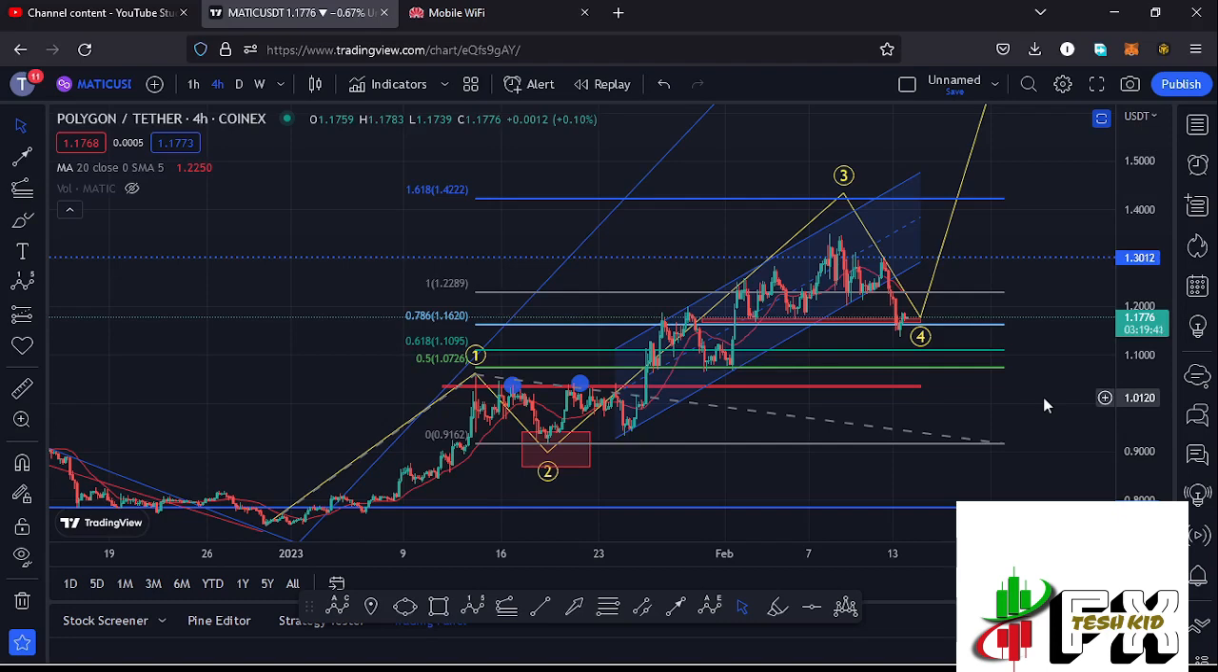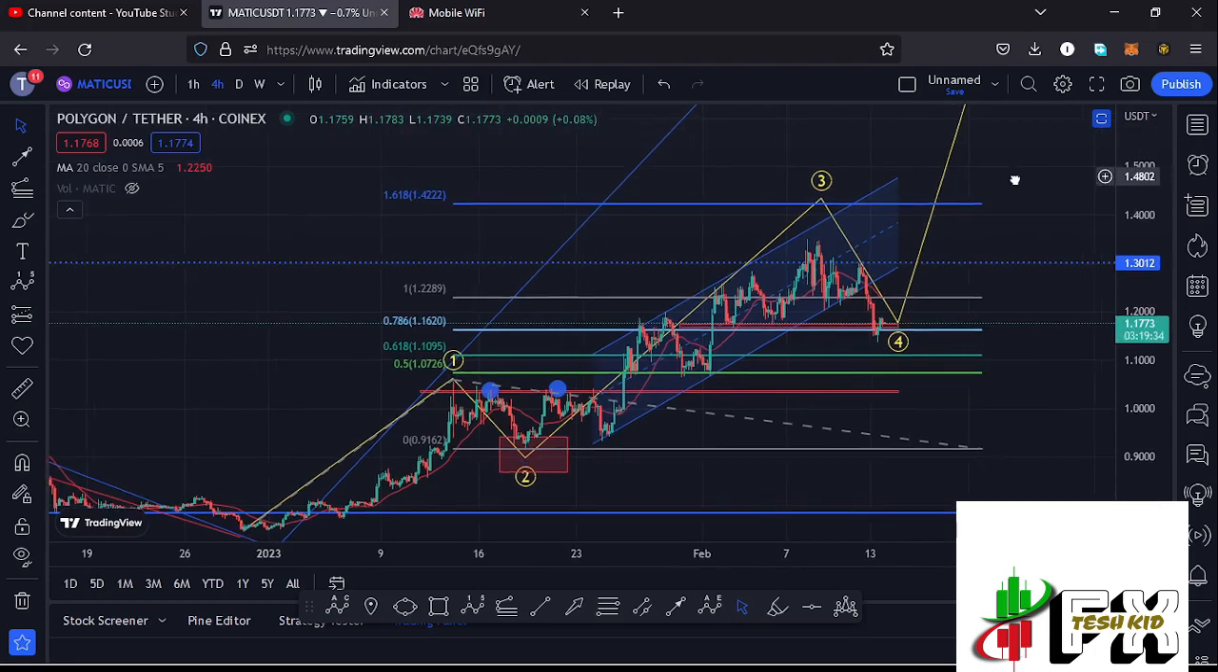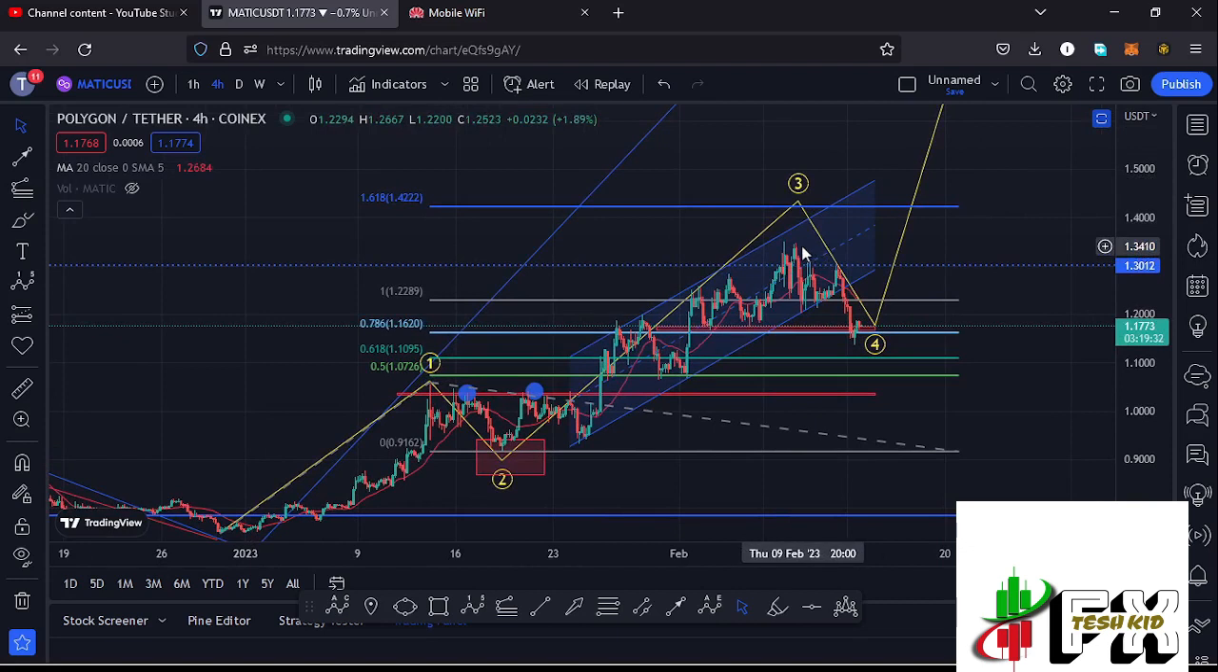And once we see the high for that wave 3, I was expecting a bit of a pullback in the formation of that wave 4 before we continue pushing even higher in the formation of that wave 5. And in the formation of this wave 3, you can see that at the moment we have made our peak at around the $1.35 mark.